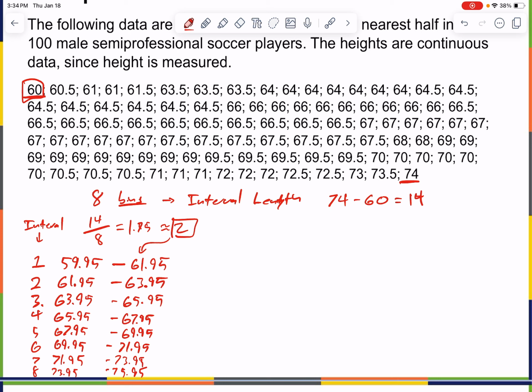Now what I need to do is count up how much data is in each class. I'm going to go ahead and use red and green for these. So my first class goes from 59.95 to 61.95. So that goes to right here. Okay, so there's my first class. I can see that there are 5 of those. My next class, which I'll do in green, is going to go from 63.5 to, that's it, because 64 is in class 3. So that's 3.